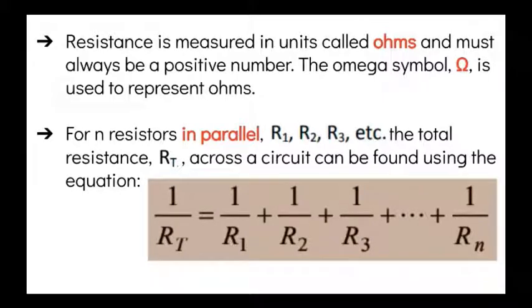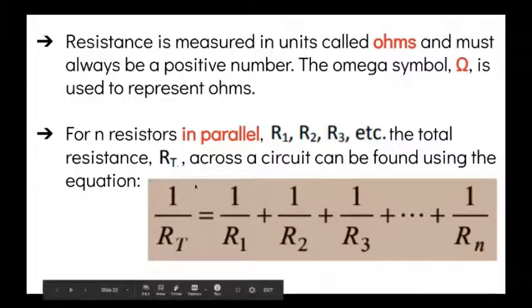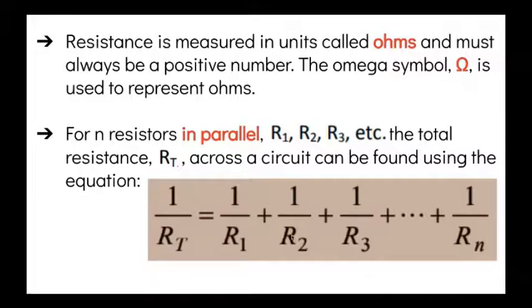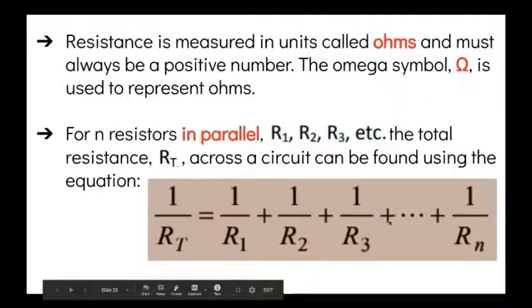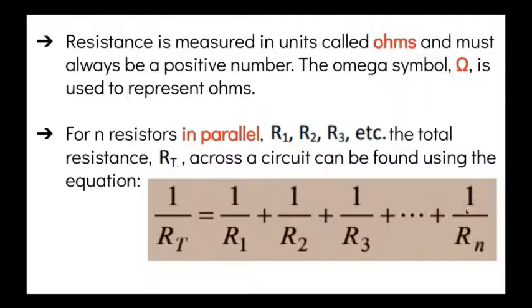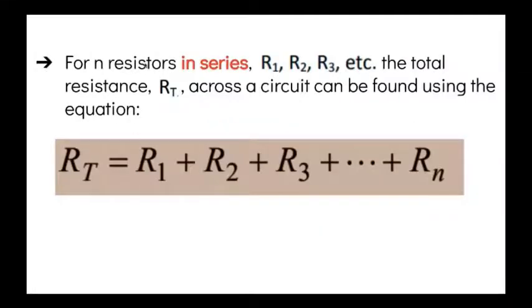For n resistors in parallel, R1, R2, R3, etc., the total resistance R_t across the circuit can be found using the equation 1/R_t = 1/R_1 + 1/R_2 + 1/R_3 + ... + 1/R_n. For n resistors in series, R1, R2, R3, etc., the total resistance R_t across a circuit can be found using the equation R_t = R_1 + R_2 + R_3 + ... + R_n.